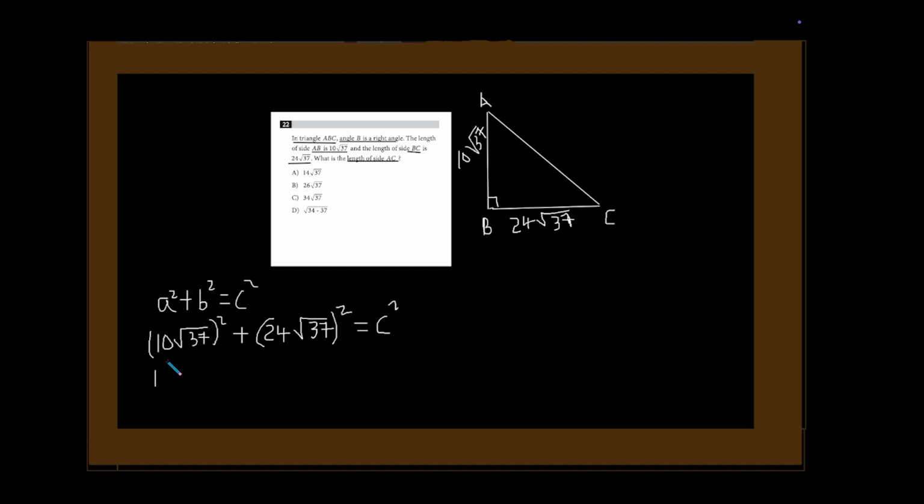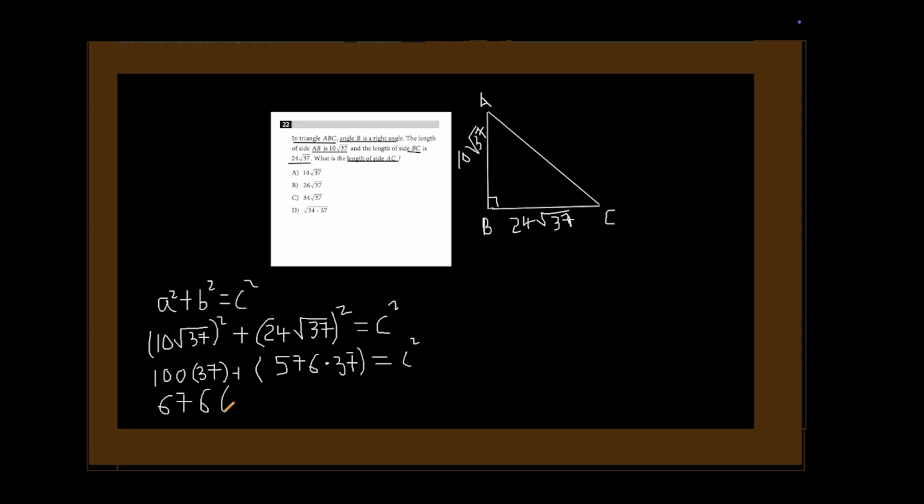Now we're going to distribute our squared. So we're now going to have 100 times 37 plus 24 squared, which is 576, multiplied by 37. That's going to equal c squared. How we got 37 is because the square root of 37, a square root squared, is itself.